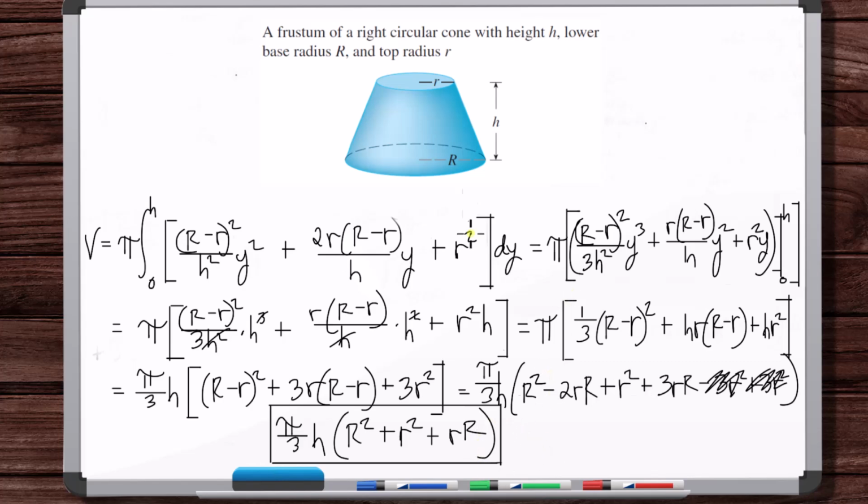Pretty cool. So this is in general, so it's for any frustum, for any dimension. This is the formula for the volume of that frustum.